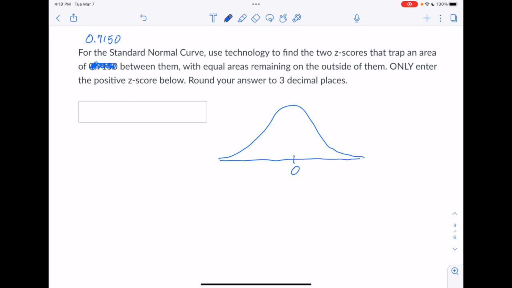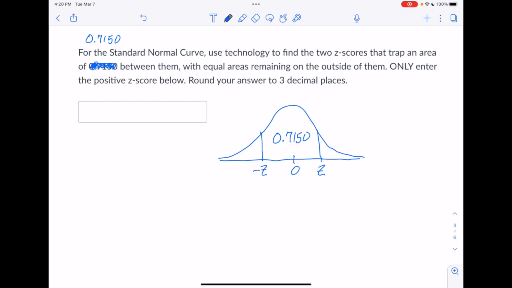0.7150. So if it was 0.6826, that would be out 1 standard deviation. This should be a little wider than that. So this should be negative 1 point something, and the other side would be equal but opposite. So positive 1 point something. So we have this area of 0.7150 in the middle.